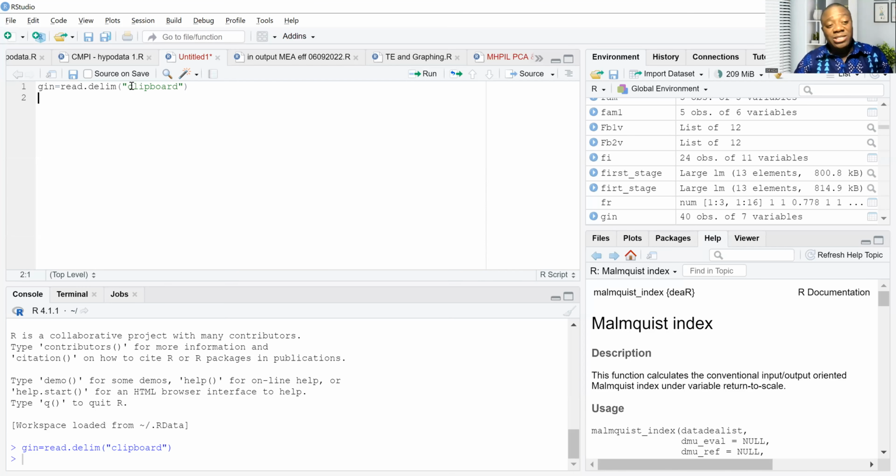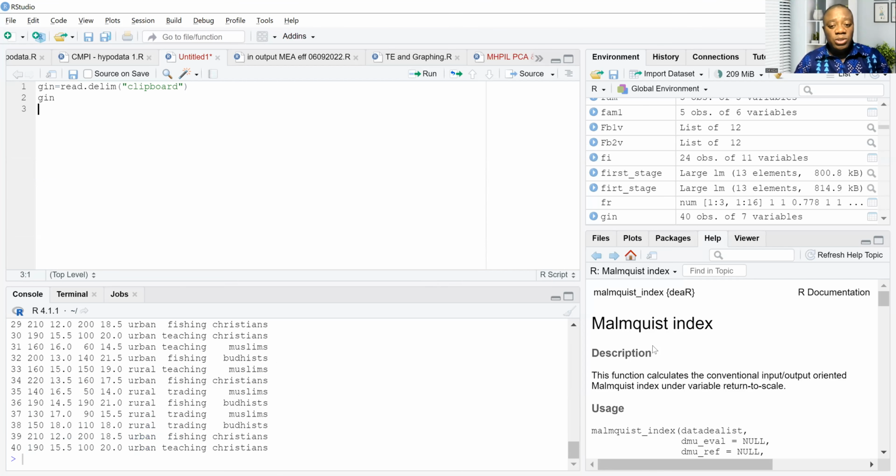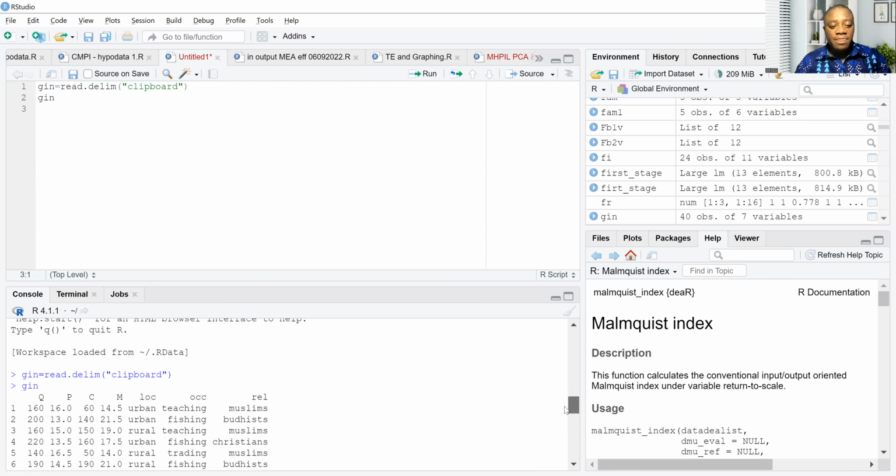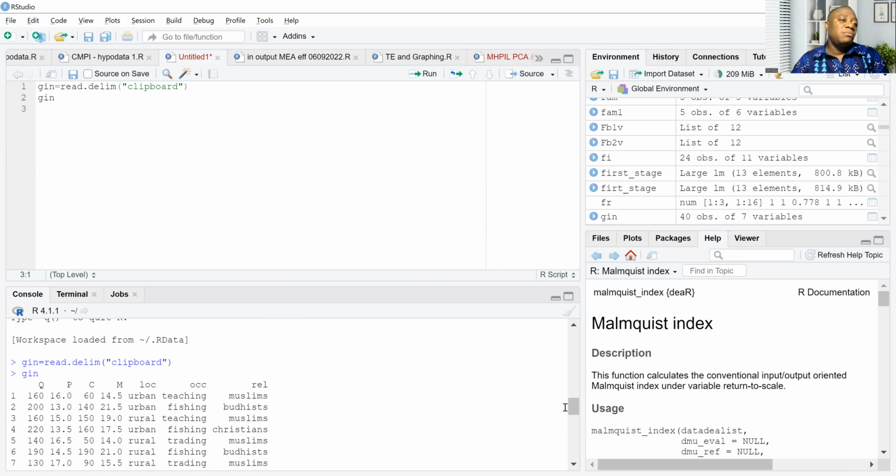Once you do that, in order to see that the data has been loaded, there are two ways. I'll give you the easier way. Just type the name of the data again. We called it gen, so just call it gen as well, and then run it. After typing gen, click run or press Control Enter. And when you do that, the entire data will show down here, just as it was.